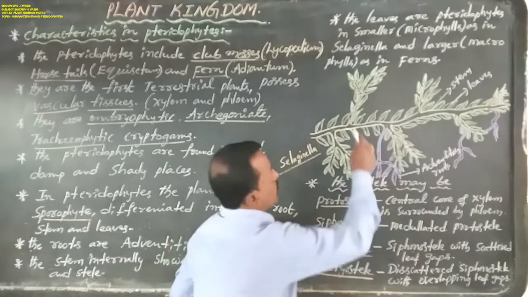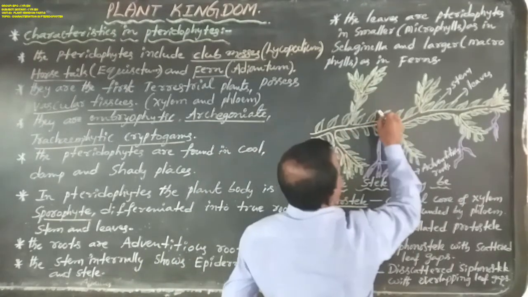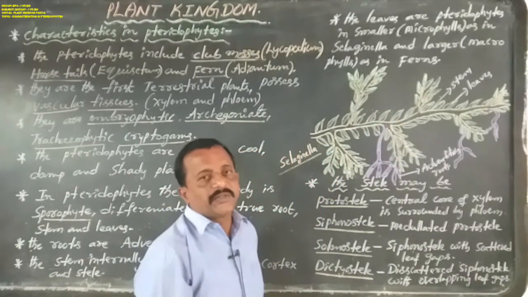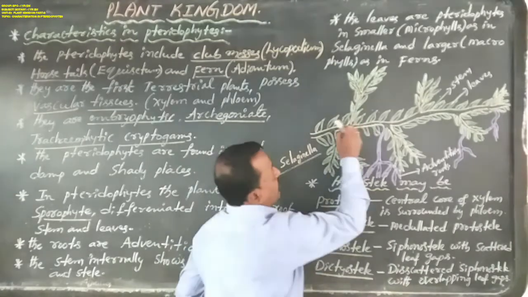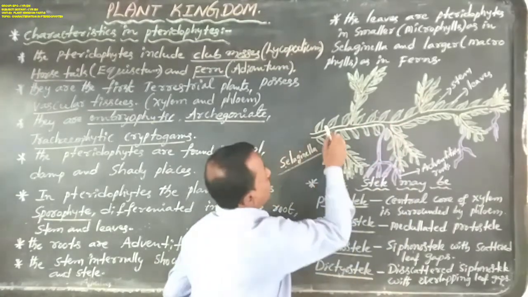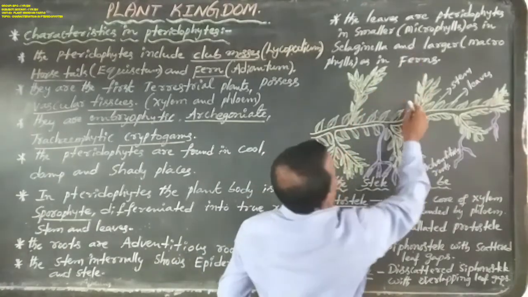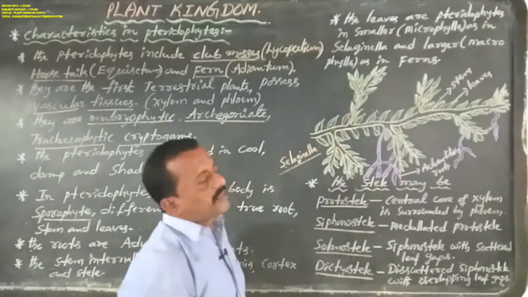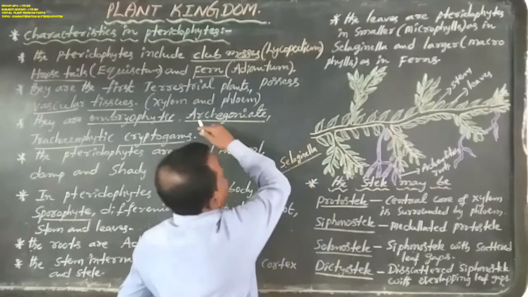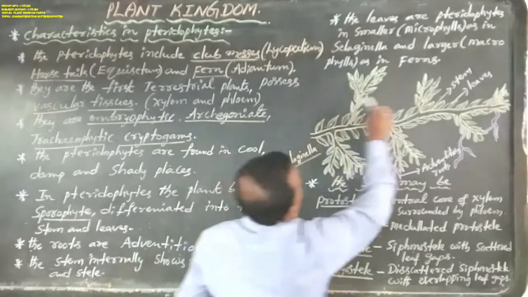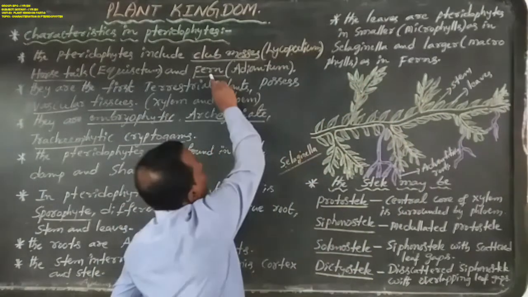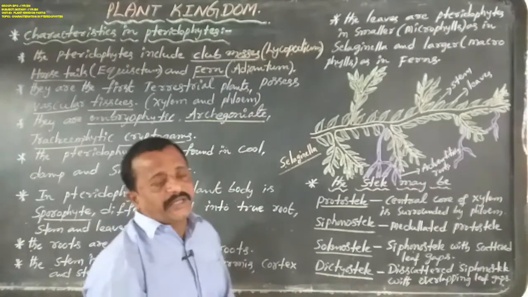Now, two kinds of leaves are found in pteridophytes. One is smaller leaves, which are clearly seen in Selaginella; these are microphylls. In some pteridophytes the leaves are larger in size, that is macrophylls or megaphylls, seen in fern plants such as Adiantum and Marsilea.